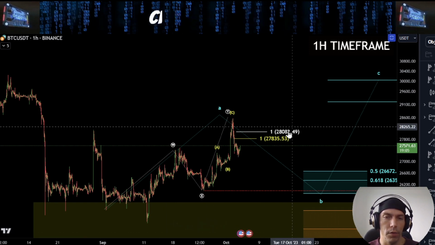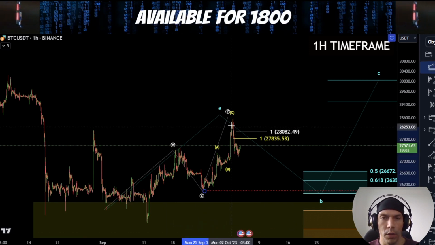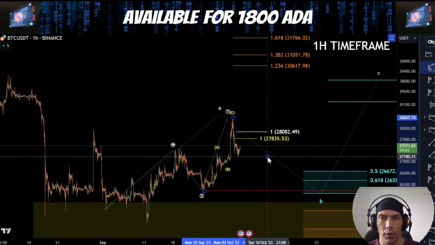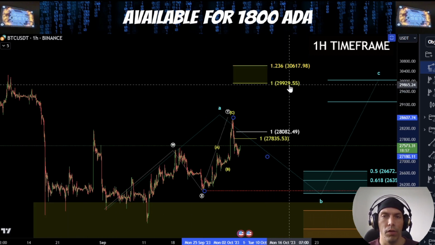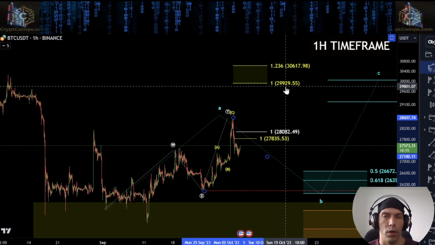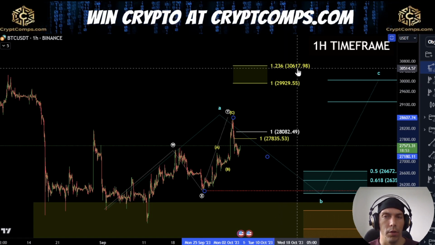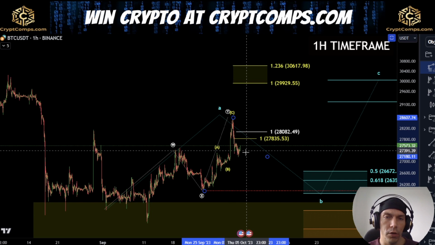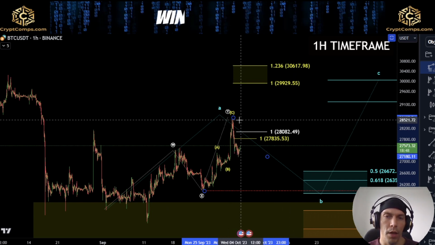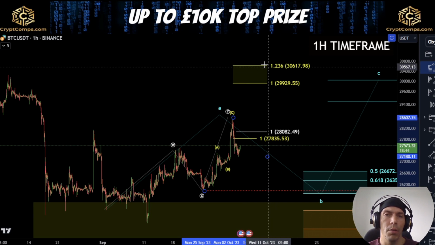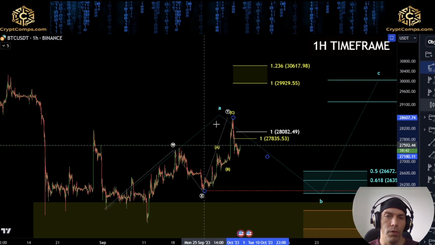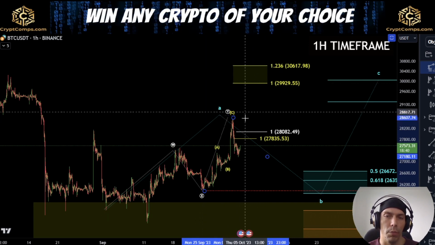Now, if we did have to see something like that, effectively what we'd be looking for as a target would actually be up here towards this 1-to-1 to this 1236, which would be here towards 29,929 to this 30,617. So if we start to see price looking to push back above these highs here at this 28,595, I'm going to be looking out for this possibility that we could still see this A wave look to push up a bit higher here.